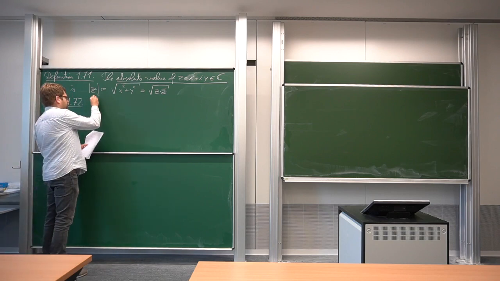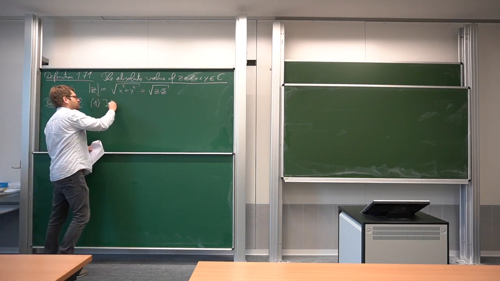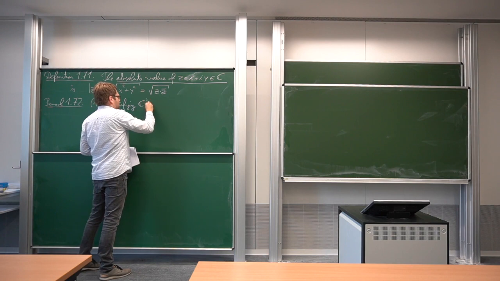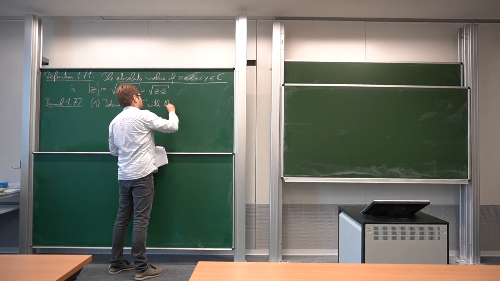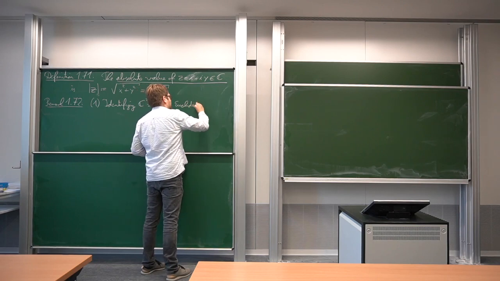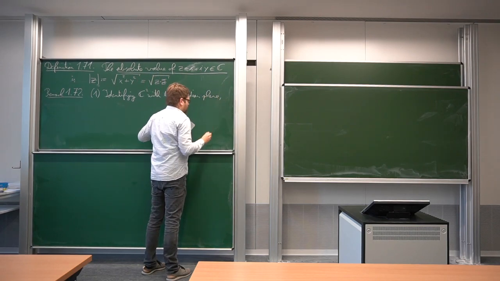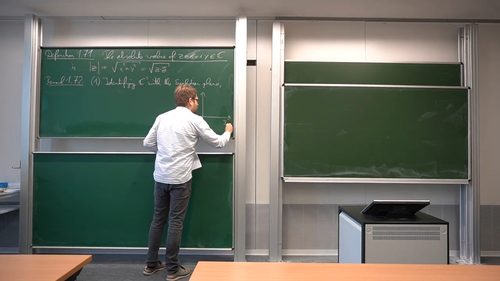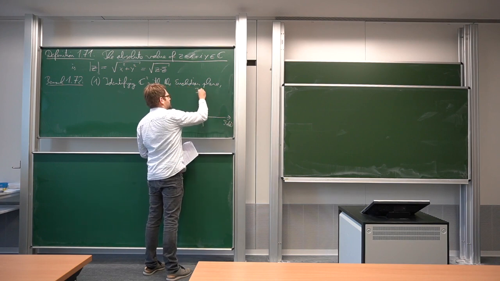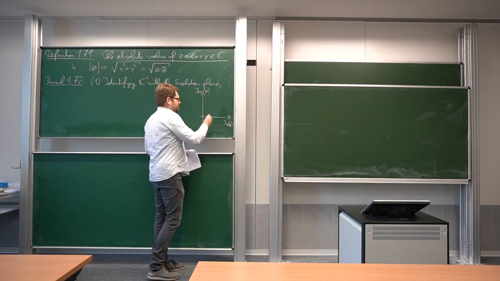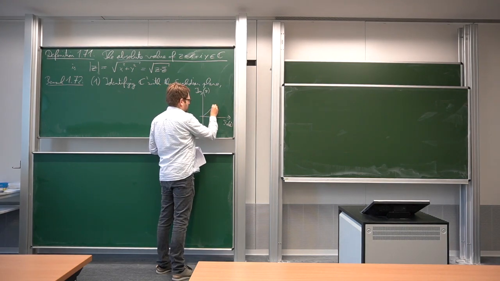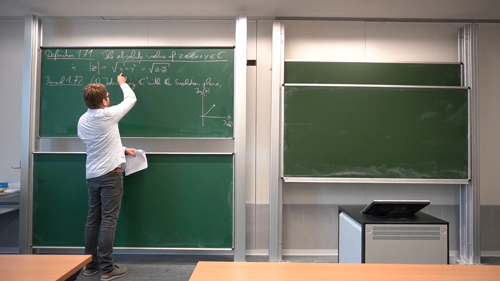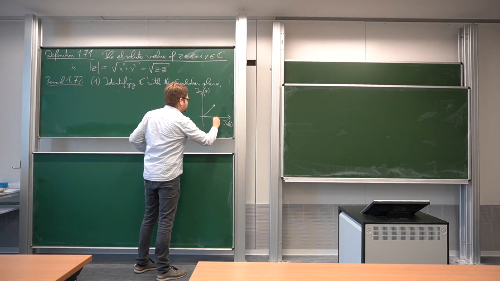Namely, first of all, if we again identify C with the Euclidean plane R2, so let me draw some diagram. Let's just take one quadrant here. So this is the real part of z, this is the imaginary part here. So if I have some point z, the square root of x squared plus y squared, so this would be x, this would be y.